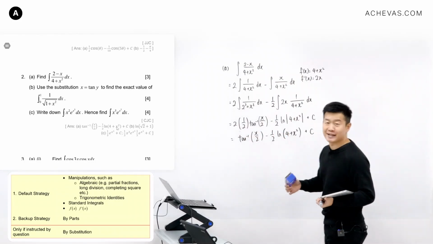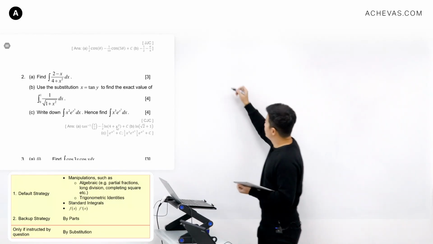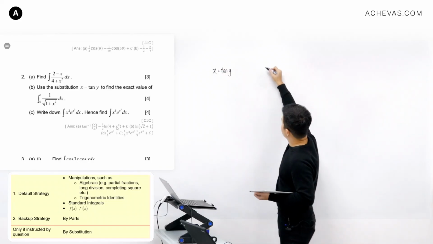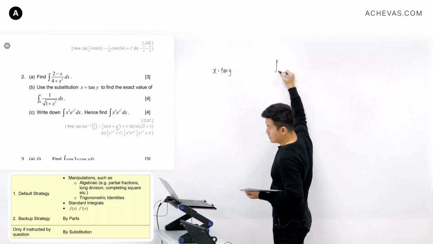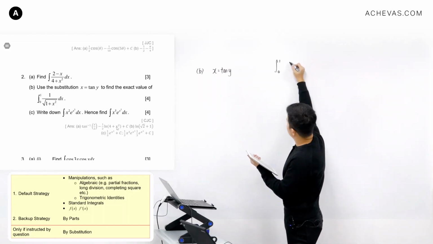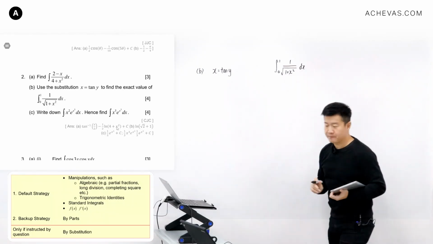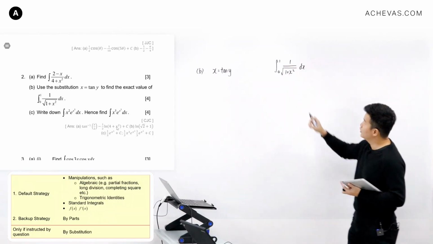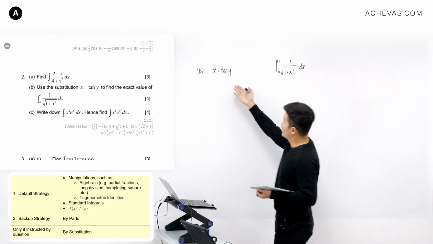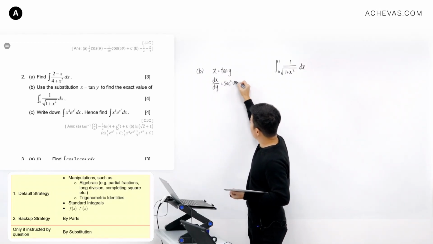Next, we are supposed to use a substitution, B. Let's try it. So for B, we are supposed to substitute using this equation here. And we are supposed to be integrating from 0 to 1 of 1 over the square root of 1 plus x squared. Okay, we are supposed to integrate this. So we are going to be replacing all the x by y. So I need to be replacing this dx. So I guess we have to find dx/dy, which is secant squared y.